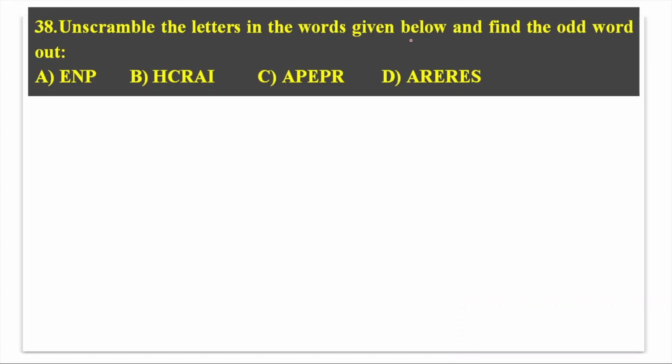Unscramble the letters in the given words below and find the odd word. So first we need to unscramble these words and then find which one is the odd one. Suppose if I arrange this one, this will be pen, this will be chair, this will be paper, and this will be eraser. So which one is different, which one is the odd one? Pen, paper, and eraser all belong to one category, but chair is a different one. So the odd one among these is option B, that is a chair, HCRAI.